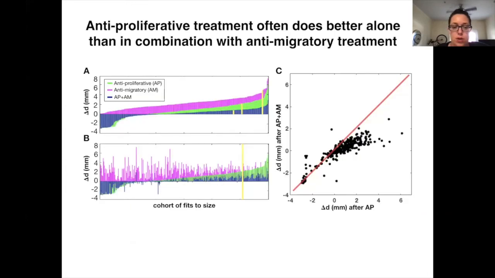And so, yeah, if we then just look at C there, what I'm showing is that if you're comparing on the x-axis anti-proliferative treatment alone, and on the Y anti-proliferative plus anti-migratory treatment, you can see that really on average, it does better to apply anti-proliferative treatment alone because it doesn't allow those cells to sit in place and build up that concentration of PDGF.